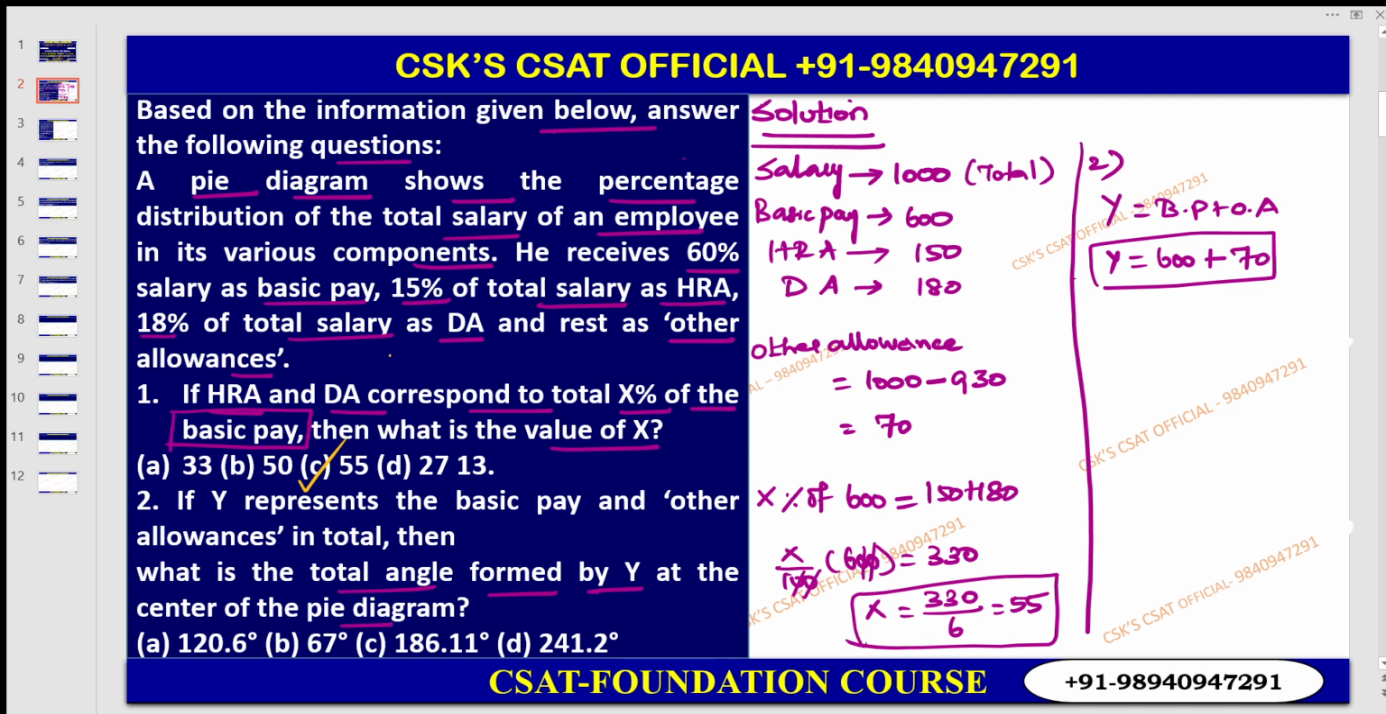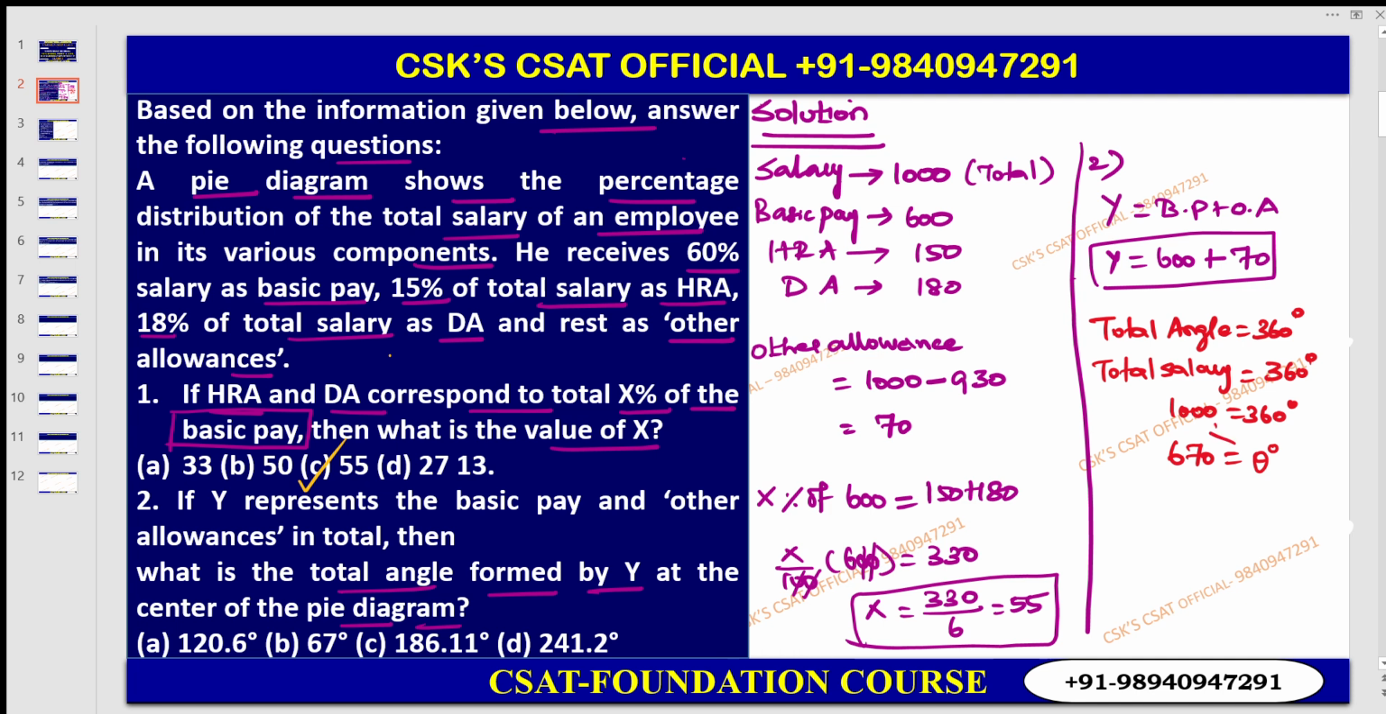At the center of the pie diagram, the total angle is 360 degrees. So what is the total angle here? In a pie chart, the complete 360 degrees is nothing but the total salary. So the total salary is equal to the total angle, 360 degrees. What is the total salary? 1000. So 1000 is equal to 360 degrees. What you need to find out here is Y. What is Y here? 670. This 670 is equal to how many degrees? Let us take that as theta degrees.